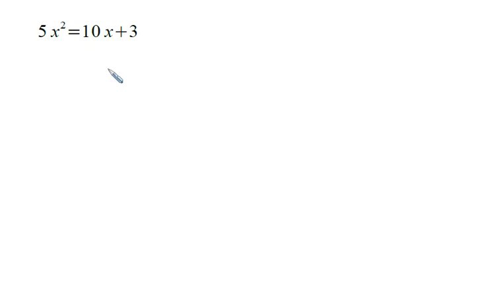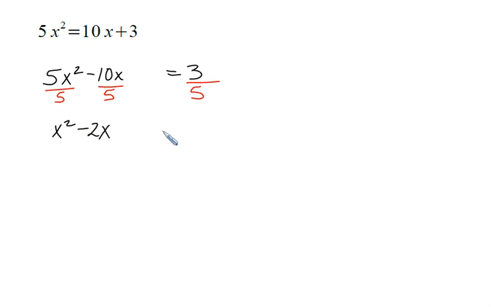So first off, what we want to do is get all the variable terms on one side. We'll subtract 10x from both sides, and the number, constant-wise, can remain on the other side. One thing that's nice if you're just solving an equation by completing the square is that we can go through and build a 1x squared. So in this case, we'll divide everything by 5, and we'll have x squared minus 2x is equal to 3/5.